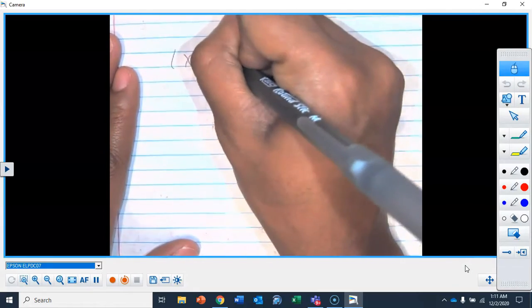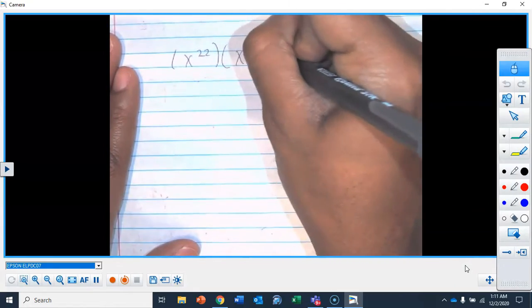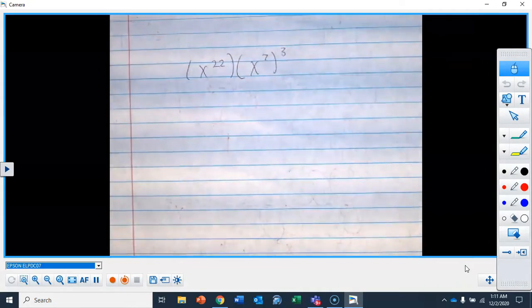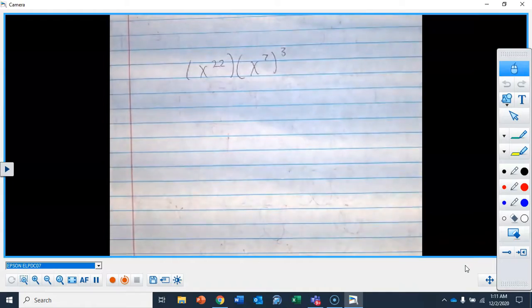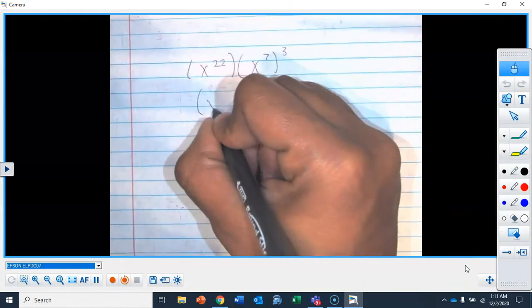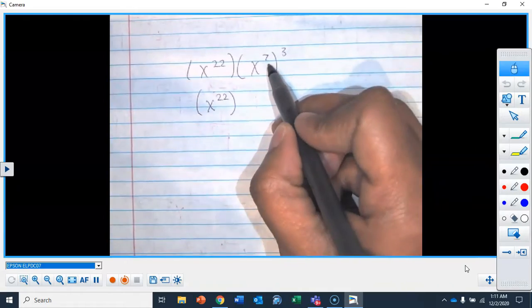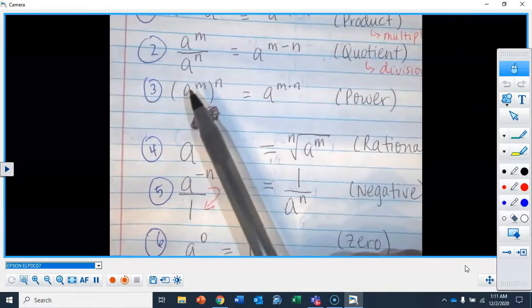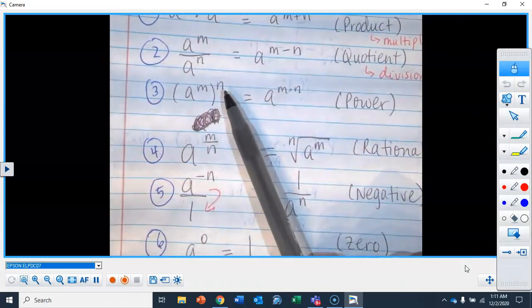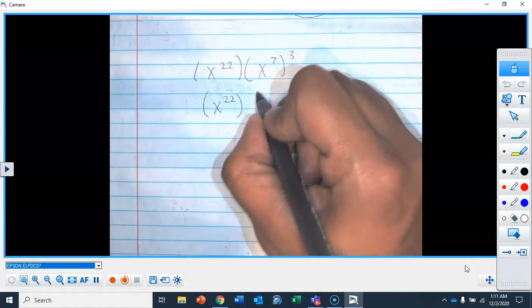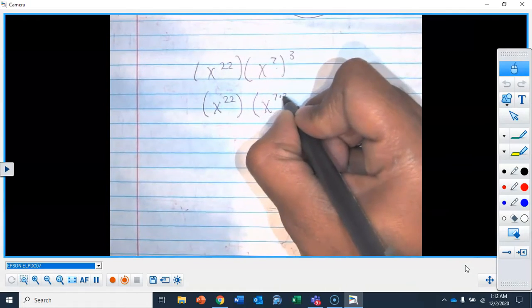So we're going to do open parentheses, x to the 22, and then x raised to the 7 raised to the third. So for this one, what you'll notice is don't do anything to the x to the 22. Just write him like he is. But then for this one, you're going to apply the power law. The one that says, if I have a base raised to a power raised to another power, multiply the two powers or exponents. So basically this becomes x to the 7 times 3.